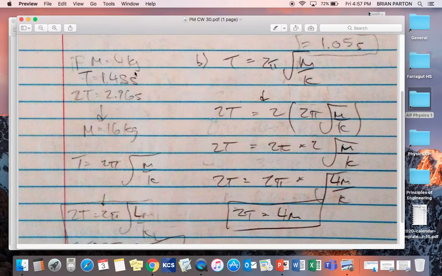And you can actually work that out with some numbers too. I did this off to the side. Say you start with a 4 kilogram mass with the same 72 newton per meter spring constant. You would get a period of 1.48 seconds in that case. And then if you double the period, which would be 2.96 seconds, you end up with a mass of 16 kilograms. So again, that shows that relationship of doubling the period quadruples the mass. So you get a little bit of an exponential process there.